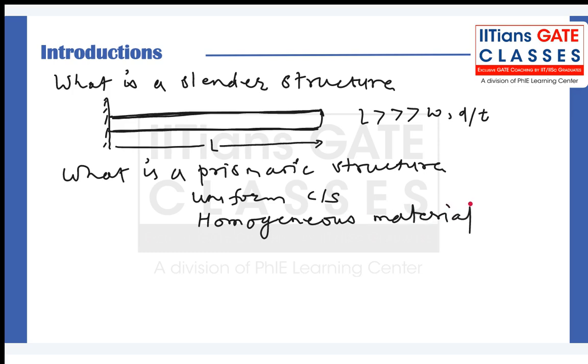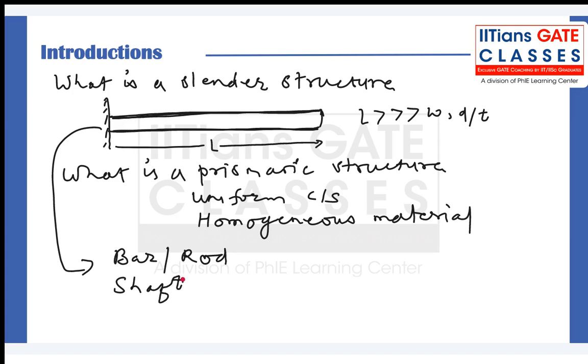Now guys, tell me further. You guys understood what is a slender structure? Now this slender structure is known as a bar or rod, and this same slender structure is known as what? Shaft, or this same slender structure is known as a beam.